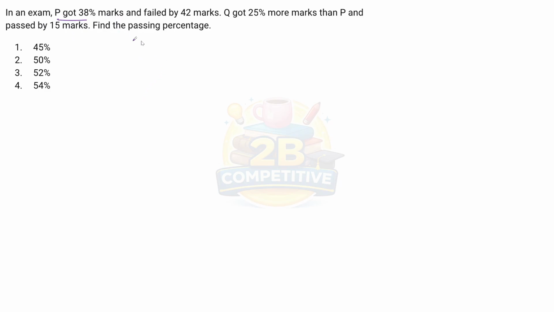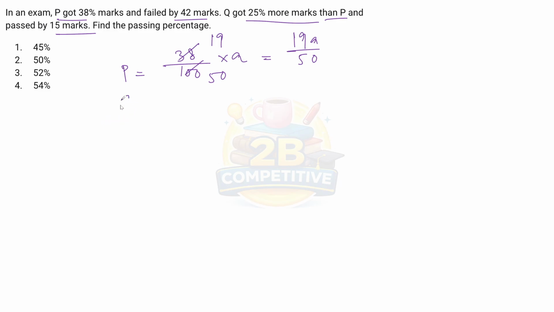Okay. Next one, in an exam, P got 38% marks and failed by 42 marks. Q got 25% more marks than P and passed by 15 marks. Previously I solved a similar question, but there is a tricky part here: Q got 25% more marks than P. So in this case, we have to solve this in a different method. So let's say P got 38% of total marks, let's say A. So it will be 19A by 50. Now it says Q got 25% more marks than P.